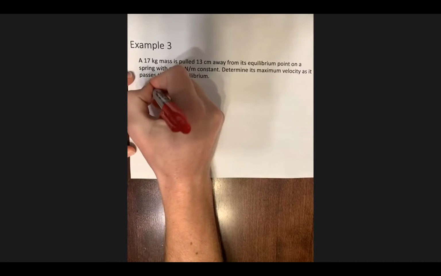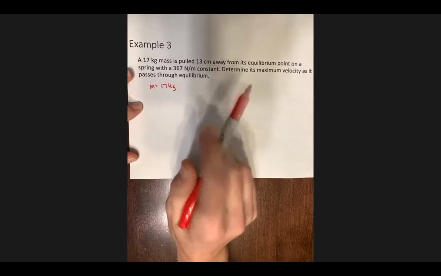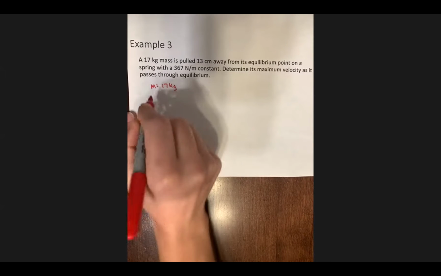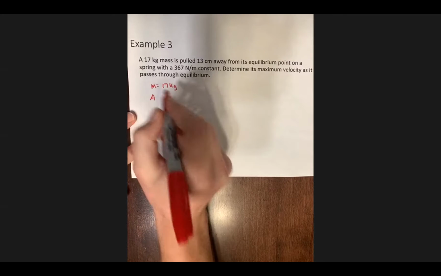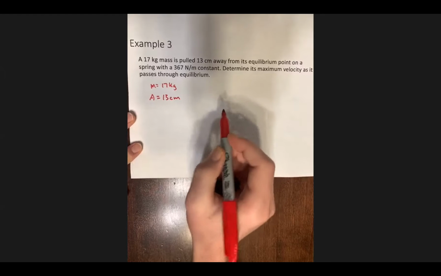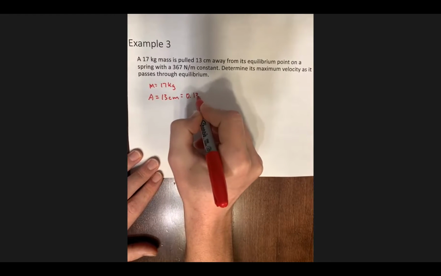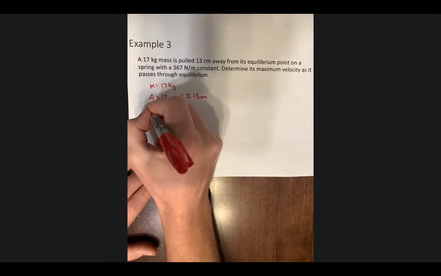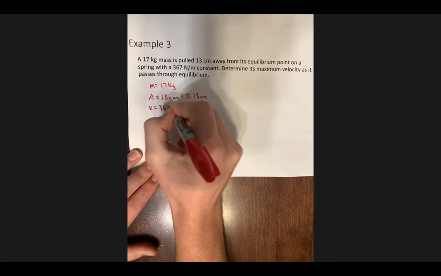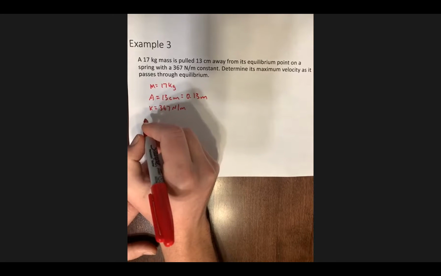So we have a mass of 17 kilograms that is pulled 13 centimeters away. In this case, remember, the displacement x is going to be replaced with the amplitude. So that is going to be 13 centimeters, and we want to convert that to meters. So divide that by 100, which gives us 0.13 meters. We know that k is 367 newtons per meter. So we are looking for the max velocity.